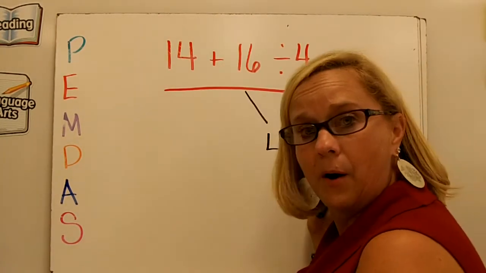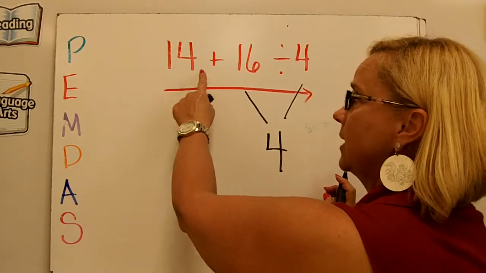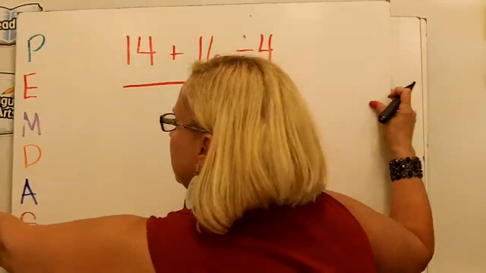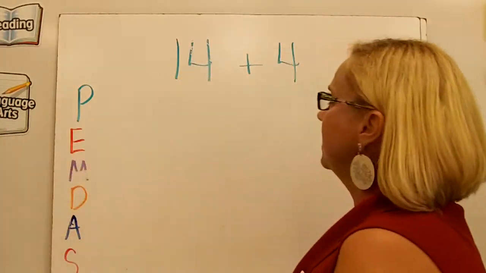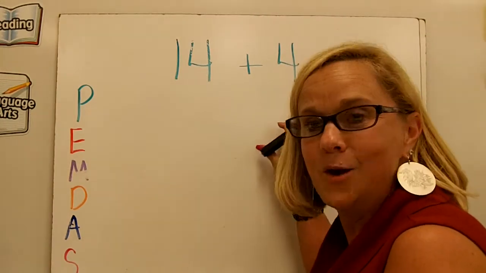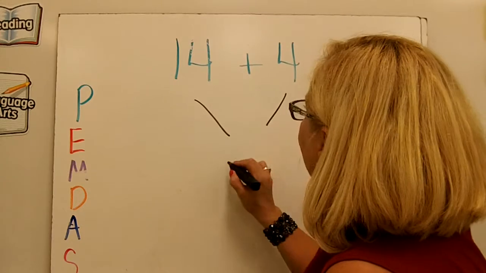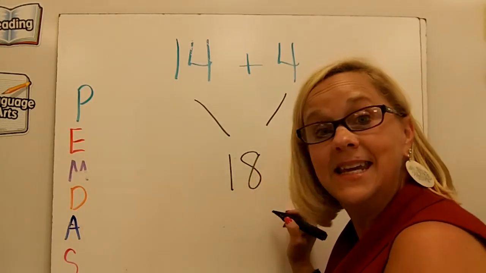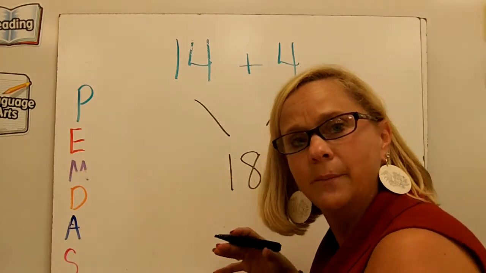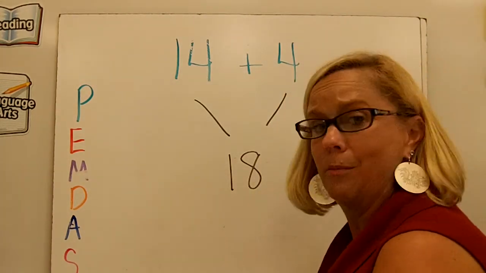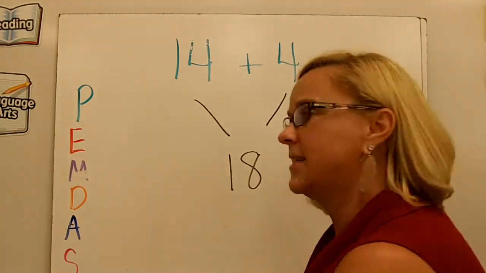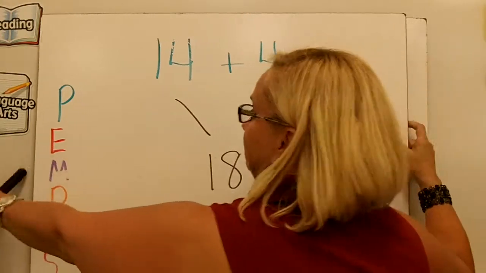So now I've solved that part. I still have my 14 and my plus, and I have 4. So the next step to finish this problem would look like this. And 14 plus 4 equals 18, and that's my final answer. So if you break it down one piece at a time, you're able to take a math problem that really looks kind of middle school difficult, and you're able to solve it one step at a time. Let's look at another one.